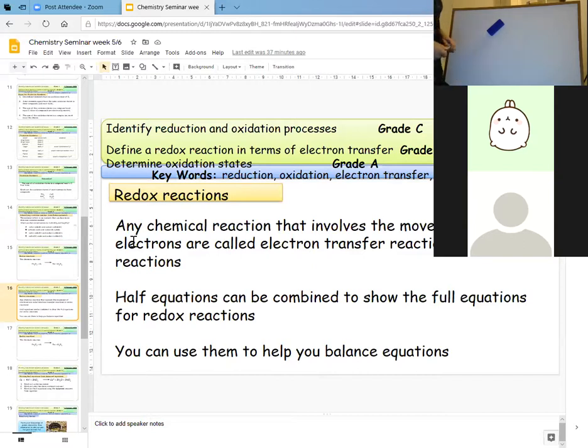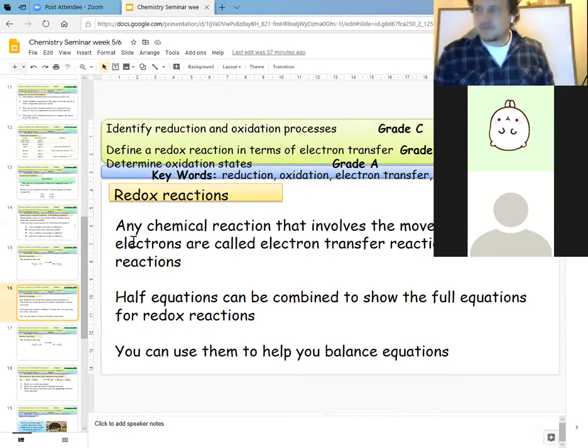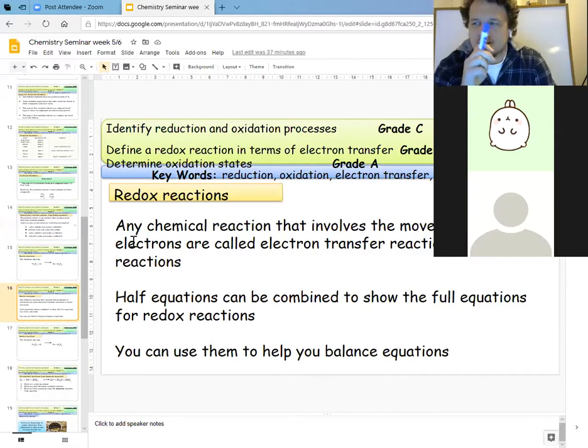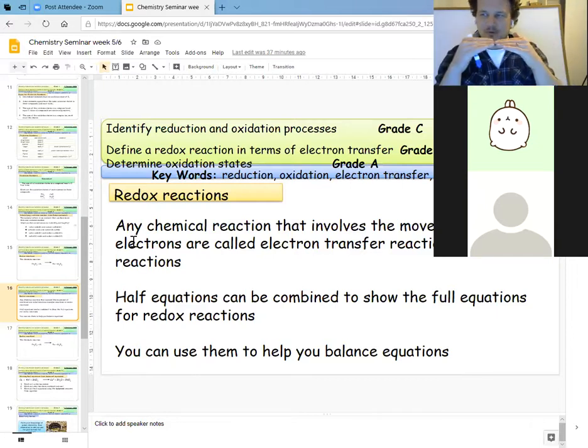So redox reactions, and this is where we get into the nitty-gritty. I am sort of skipping through now. Any chemical reaction that involves the movement of electrons is called a redox reaction. So we have half equations: the oxidation reaction, in which electrons are lost, and the reduction reaction, in which electrons are gained, and then we put them back together.